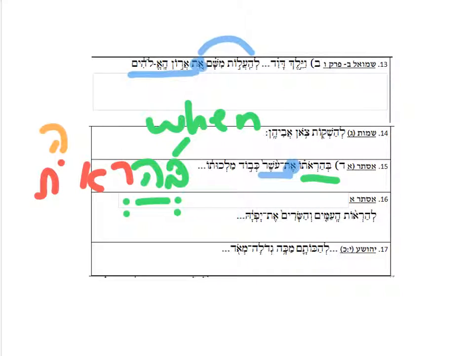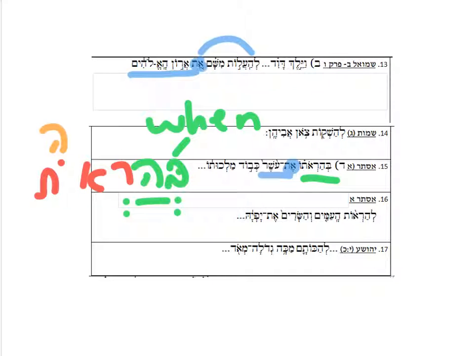So when he showed, I'd like to add the word off, when he showed off, but that's a personal preference for this unit, for this pasuk, when the king showed off his osher, his wealth, kavod malchuto, the glory of his kingdom. So he wanted to show, he made this party to show everyone how much he had. So when he showed the riches, the wealth of the glory of his kingdom.